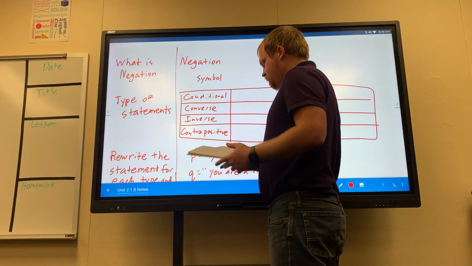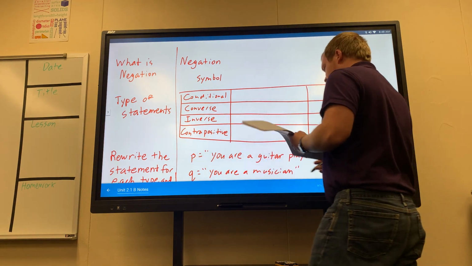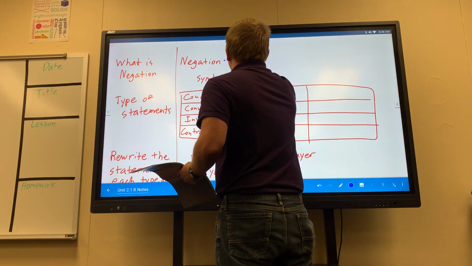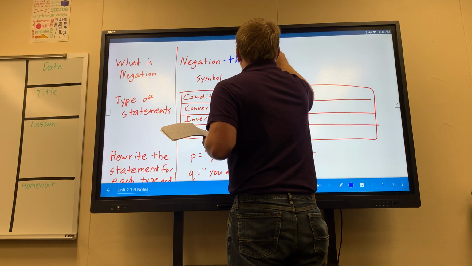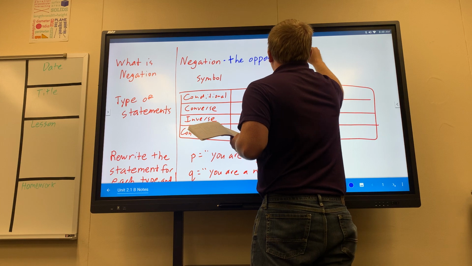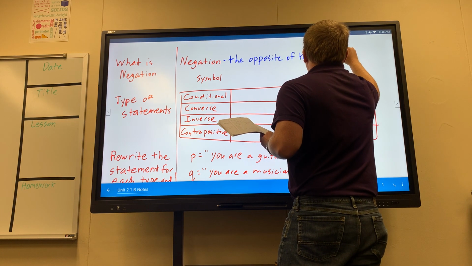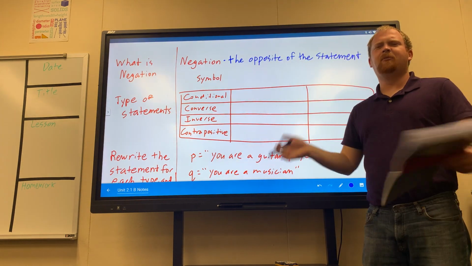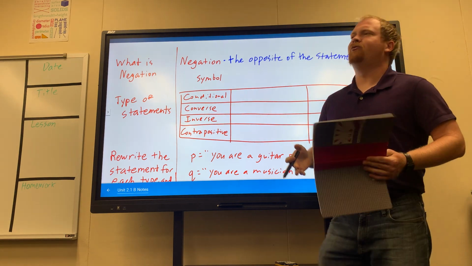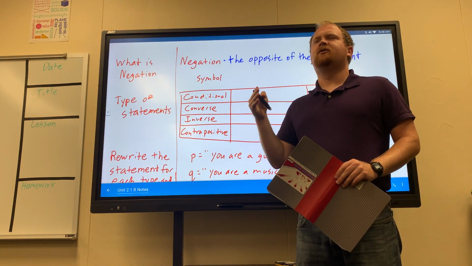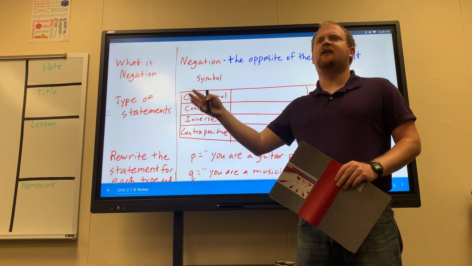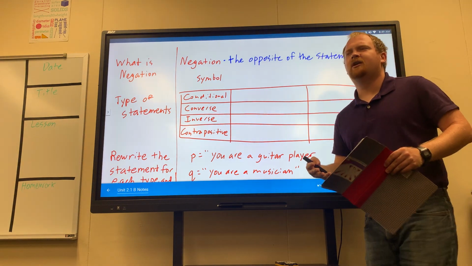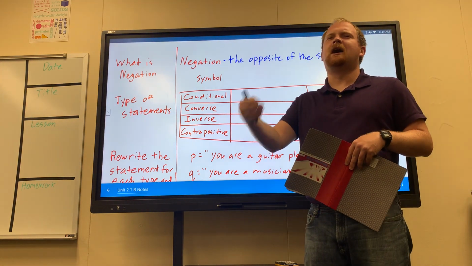Now, negation is pretty simple. Negation is the opposite of the statement. Okay? So it's just basically the opposite. That's all it is. So for example, if we say 2 is odd, the negation of that is 2 is even. Now, of course, 2 is not odd. I'm just giving an example. But that's literally what the negation represents. It's just telling you what the opposite is.